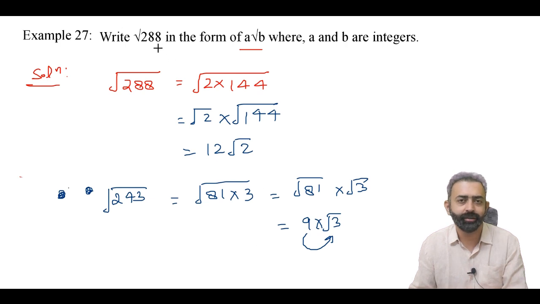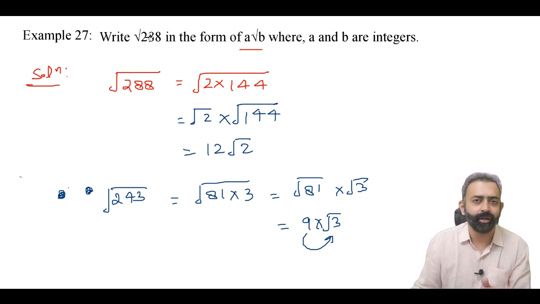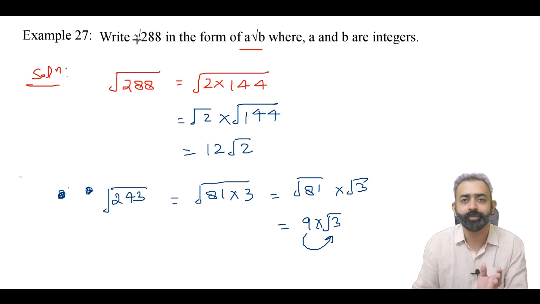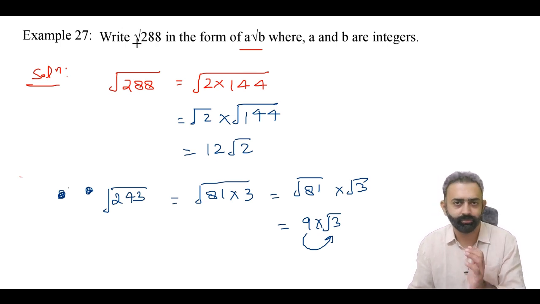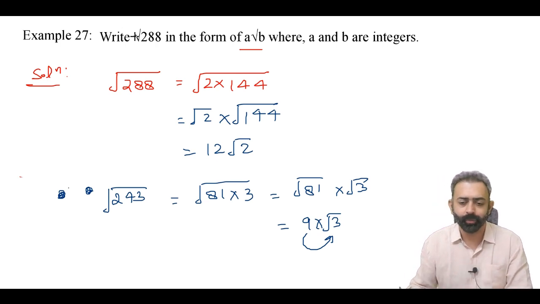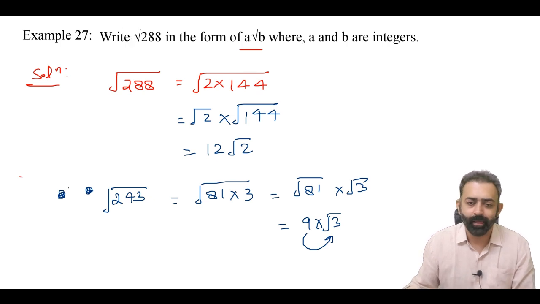So 288 is 144 into 2. That 144, which is 12 square, so only 12 will come out. If that 12 has to go inside, that becomes 12 square, which is 144. Okay, I hope it's clear.